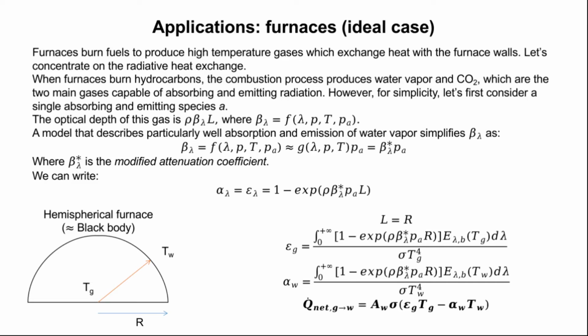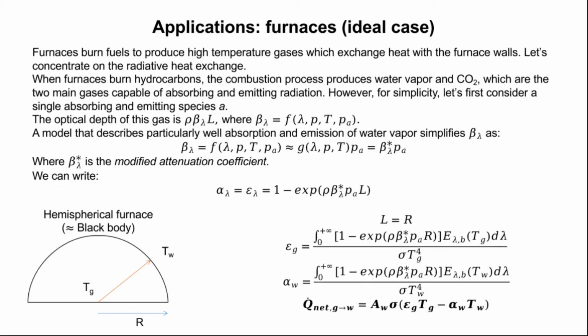The optical depth of this gas is rho beta lambda L, where beta lambda depends on the radiation wavelength, gas pressure and temperature, and the partial pressure of the emitting or absorbing species. A model that describes particularly well absorption and emission of water vapor simplifies beta lambda as a function of wavelength, pressure and temperature, which is called modified attenuation coefficient, that multiplies the partial pressure of the considered gas. We can then plug in this expression in the formula for the calculation of alpha lambda and epsilon lambda.